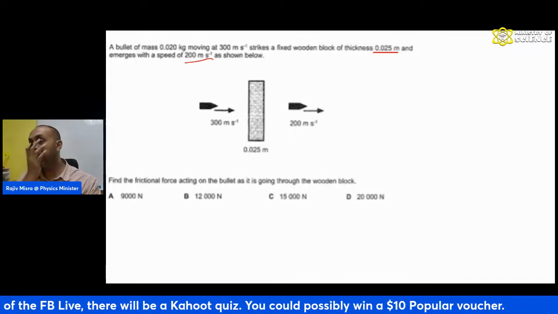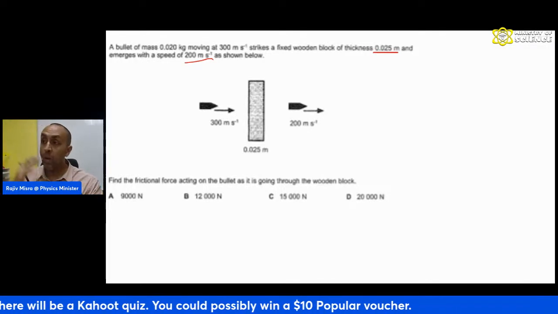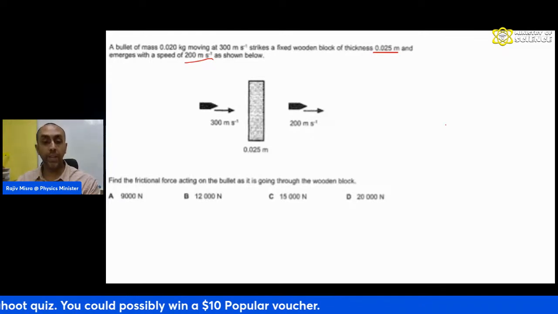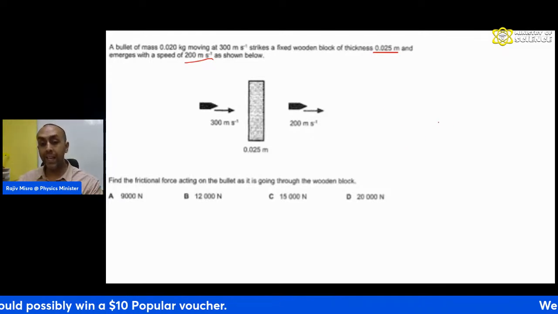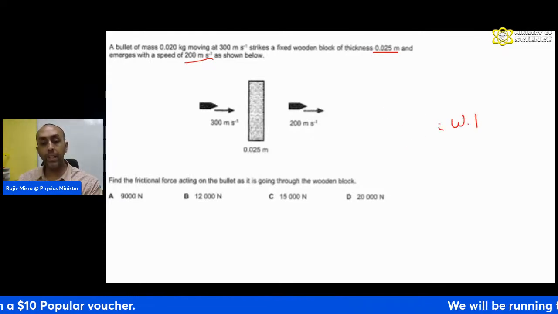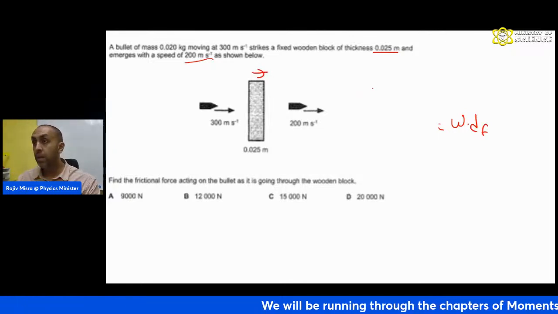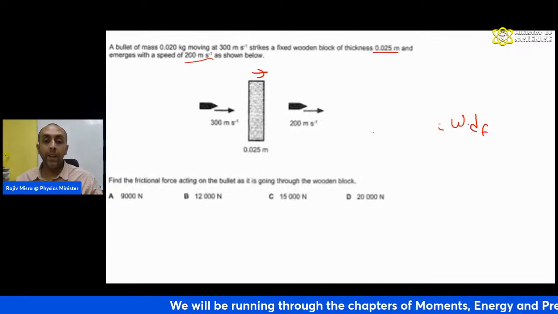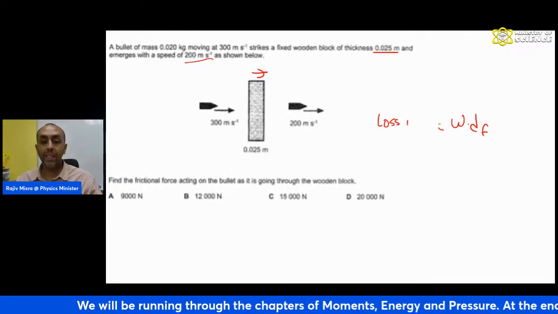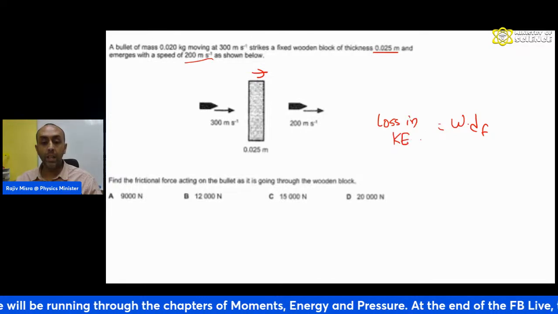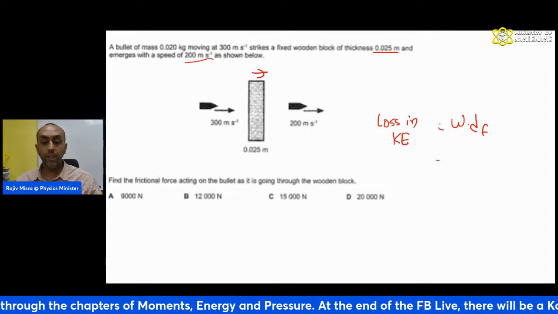Yeah, the rest of you, what do you think is being lost in terms of energy? So I'll write what is gained. Gain will be work done against friction. It will be work done against the friction of the block. So just take note of this part. Now here I'll say loss in KE. Loss in KE equals work done against friction.